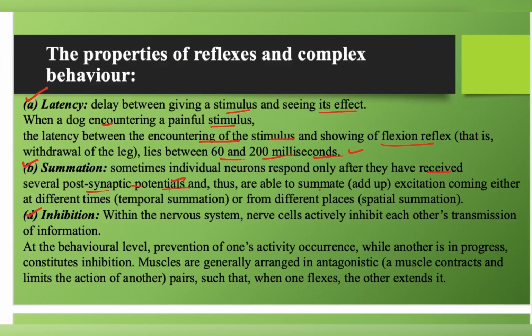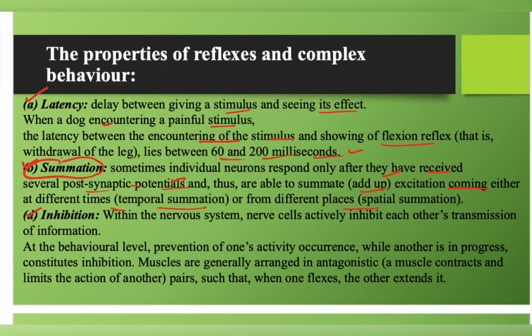Excuse me. So they are able to add up excitation coming either at different times, which is temporal summation, and from different places, that is the spatial summation. Basically summation means that all the responses are added up. So even if it is an excitation or inhibition, the response is coming all together, either at different times, temporal summation, or from different places, that is called spatial summation. So in complex behavior there is summation.